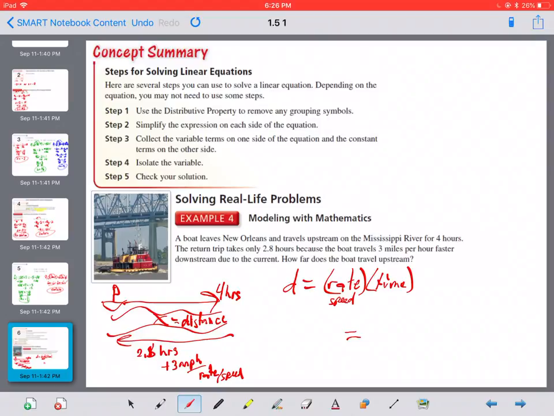We need a rate for the first trip. Well, the first time, our rate was, we don't really know. That's kind of what we're looking for. Our rate was some distance x over 1 hour. And our time was, it took us 4 hours. And then the way back, that changed a little bit. Our rate was x plus 3, times our time, which was 2.8. We want to get those to equal.